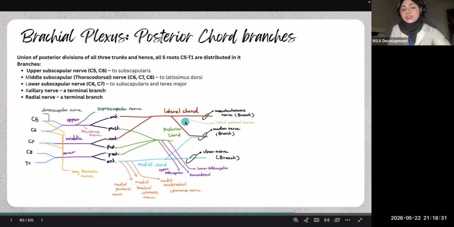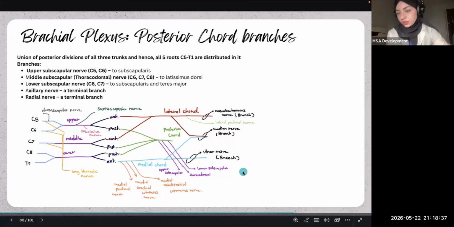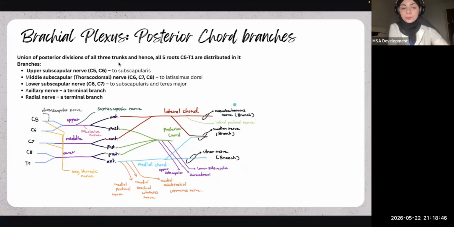Now, we dealt with the medial cord, the lateral cord, and its contribution, which formed the median nerve. And we dealt with the terminal branches: musculocutaneous, median, and ulnar. Ulnar supplying the forearm, median supplying the forearm, and musculocutaneous mostly supplying the arm.